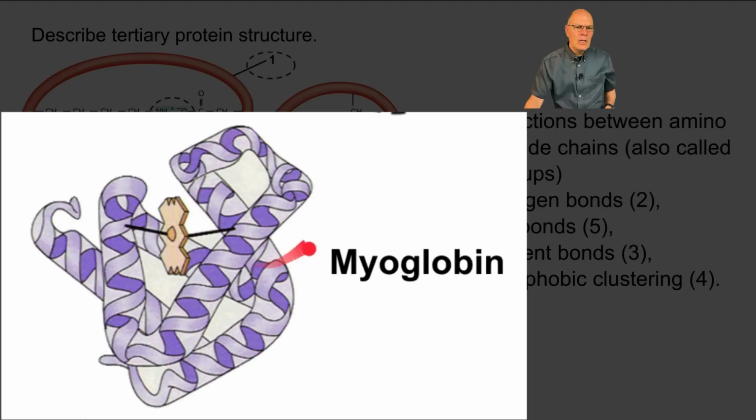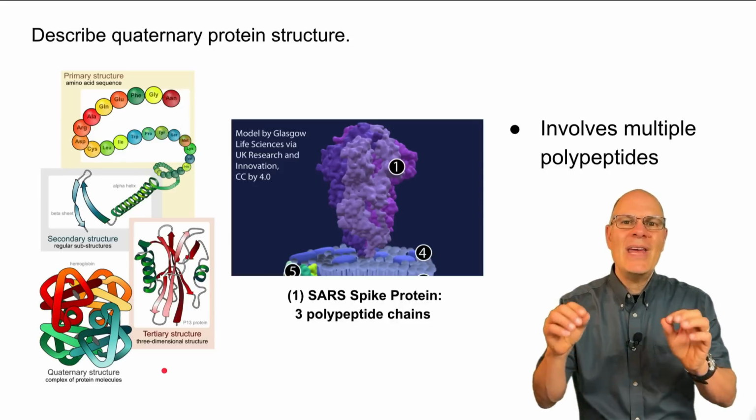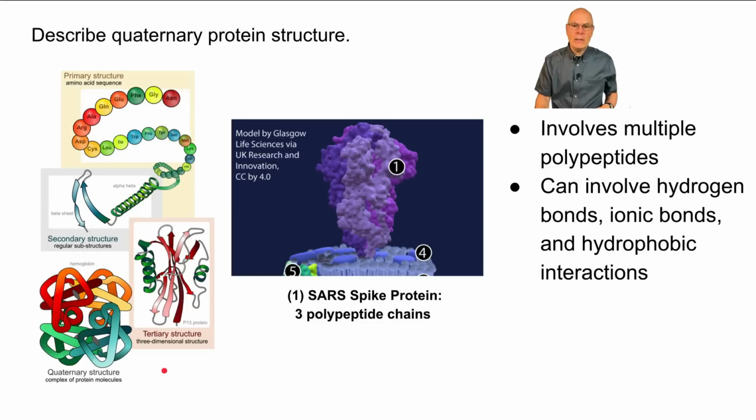Down here, you see myoglobin, which is an oxygen-storing protein that's found within muscle tissue. That's a tertiary protein folded into a specific shape. And you can see, like over here, there's a whole bunch of alpha helices in that structure. Quaternary structure involves multiple polypeptides that interact with one another to create the final form of the protein. So those interactions might be hydrogen bonds, they might be ionic bonds, they might be hydrophobic interactions.